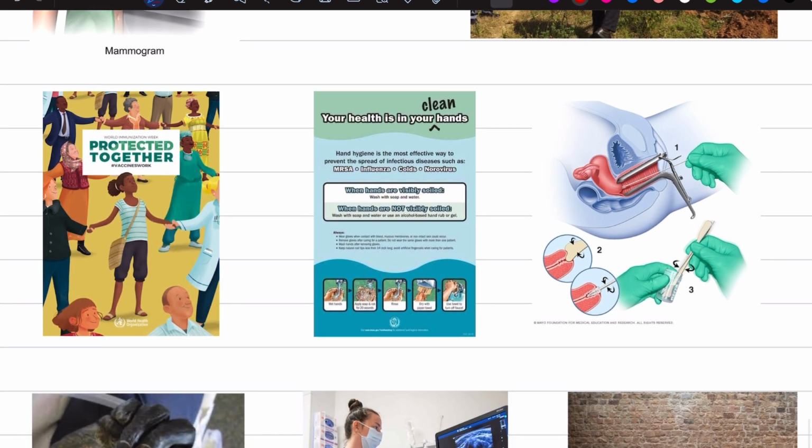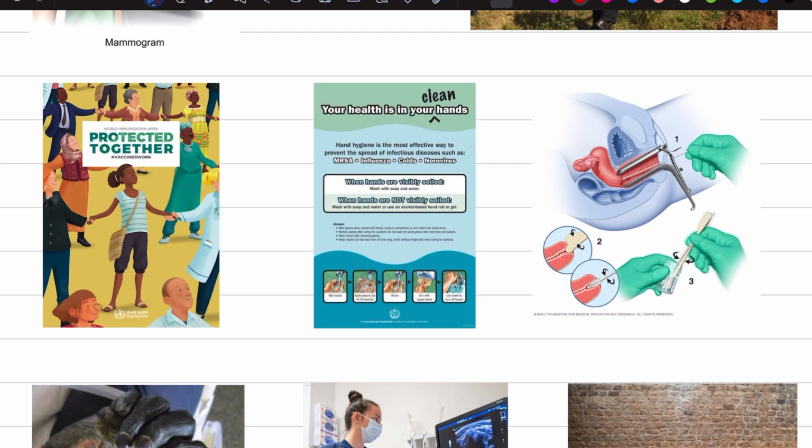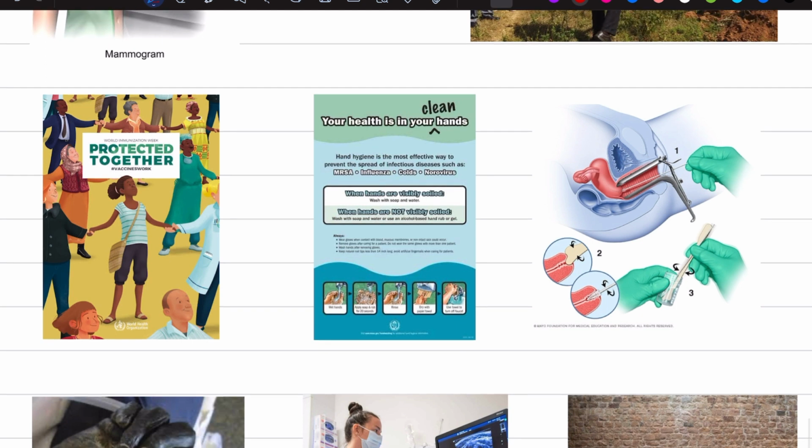And next is Protected Together. See, an ad related to vaccines. Vaccination comes under what level of prevention? This is an advertisement given by the government to prevent diseases by vaccinating. It comes under what level of prevention? Yeah, you are right, primary.